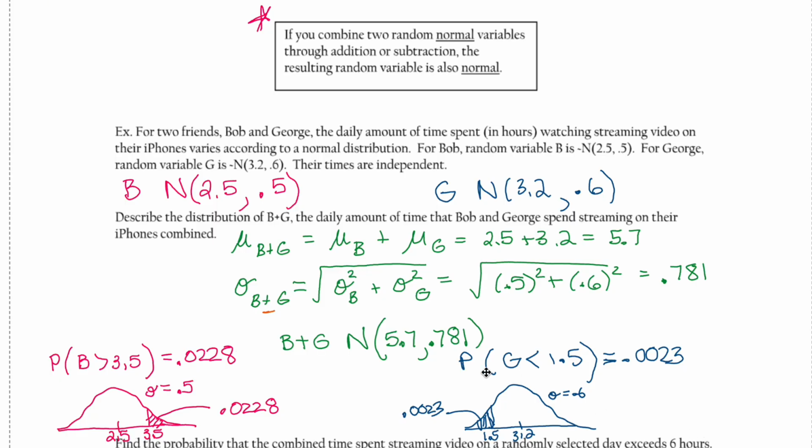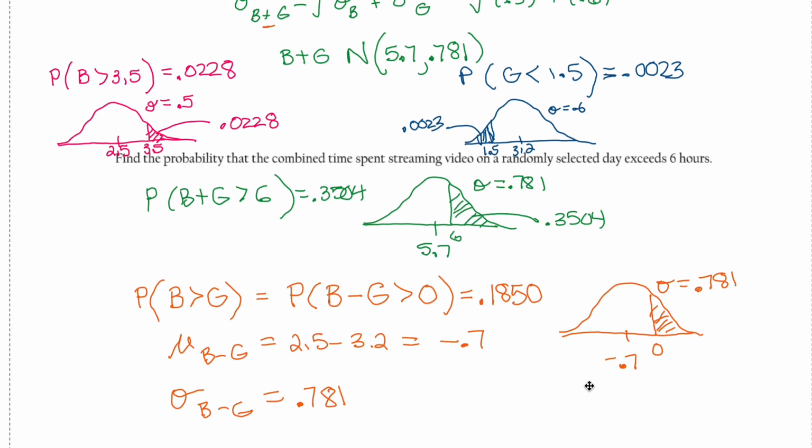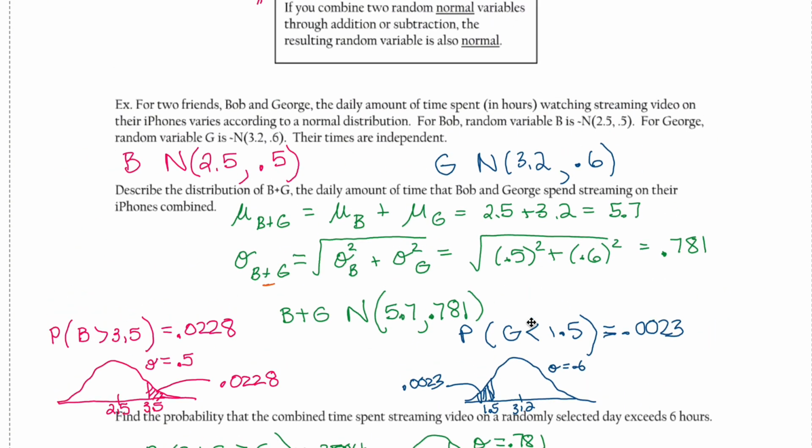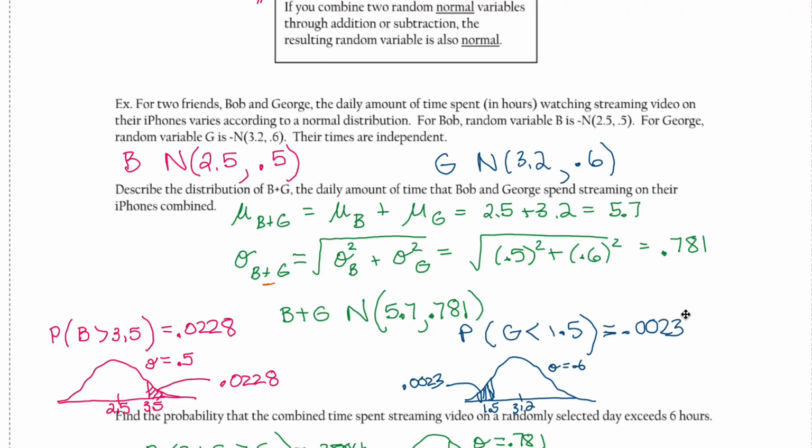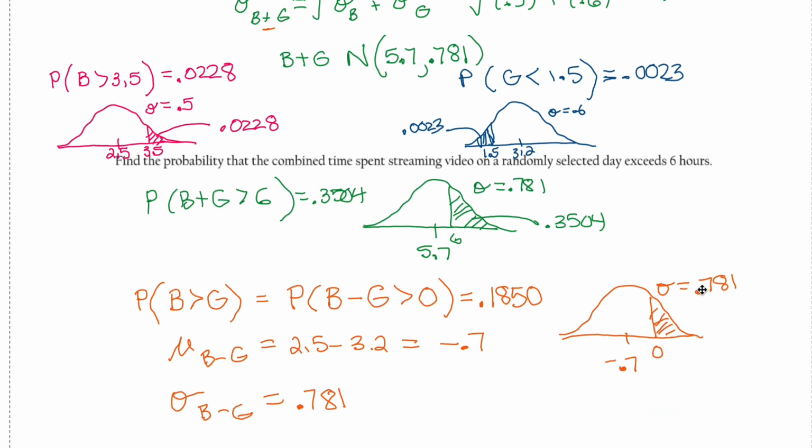Same thing if I ask you to find the probability for George to watch streaming videos less than 1.5 hours per day. You're gonna graph the normal curve, label the mean and standard deviation for George, and use your calculator to find the area, which is 0.0023. Okay, so that's not bad. That's mostly review of what we learned from previous videos. But right now comes the new stuff.